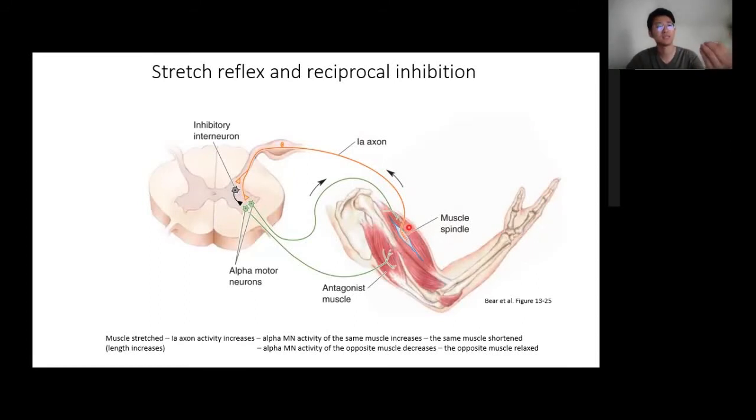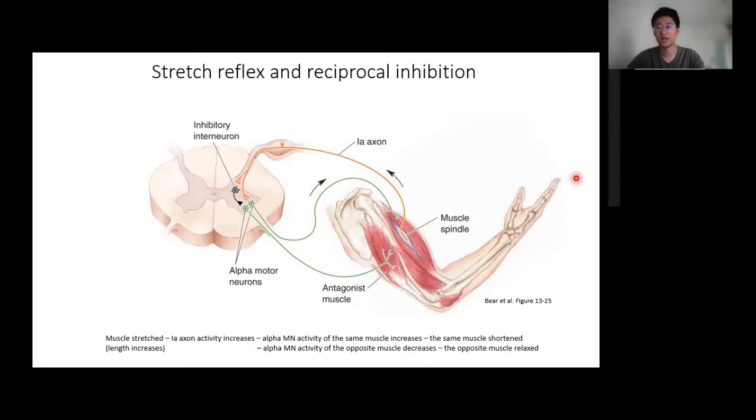In this case, this mechanism resists the change of muscle length, right? And on the opposite side, we have the so-called inhibitory interneuron. Once this muscle is stretched, this excitation goes through the inhibitory neurons to inhibit the opposite muscle. The opposite muscle is called the antagonist, and this muscle is called the agonist. It simultaneously inhibits the antagonist, and this makes sure that your muscle is not further stretched. These two mechanisms are called the stretch reflex and reciprocal inhibition.